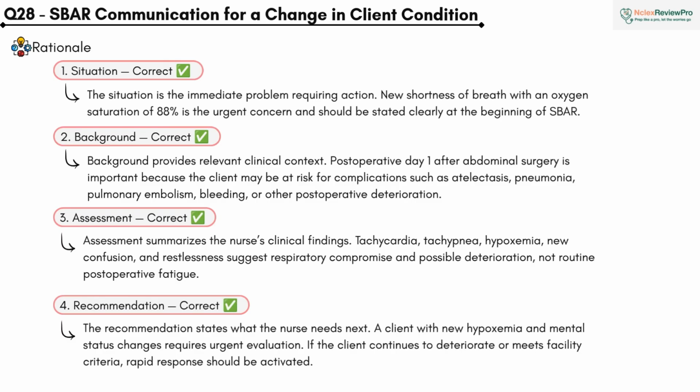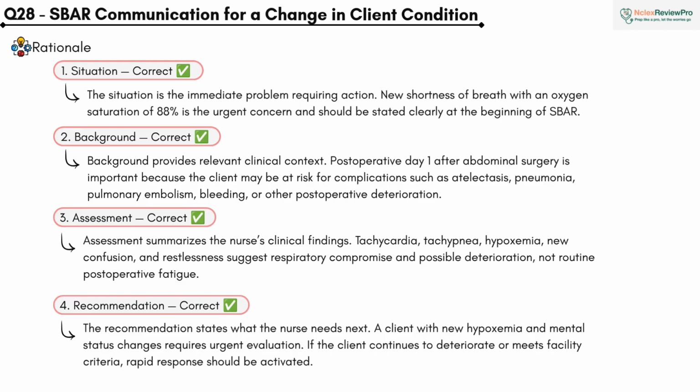For Statement 1, the situation is the immediate concern. The nurse should report the most serious change first. The client has new shortness of breath with an oxygen saturation of 88% on room air. This is not routine postoperative discomfort. This is an urgent breathing concern. For Statement 2, the background is the relevant clinical context. The client is postoperative day 1 after abdominal surgery. That matters because postoperative clients can develop complications such as atelectasis, pneumonia, pulmonary embolism, bleeding, or other clinical deterioration.